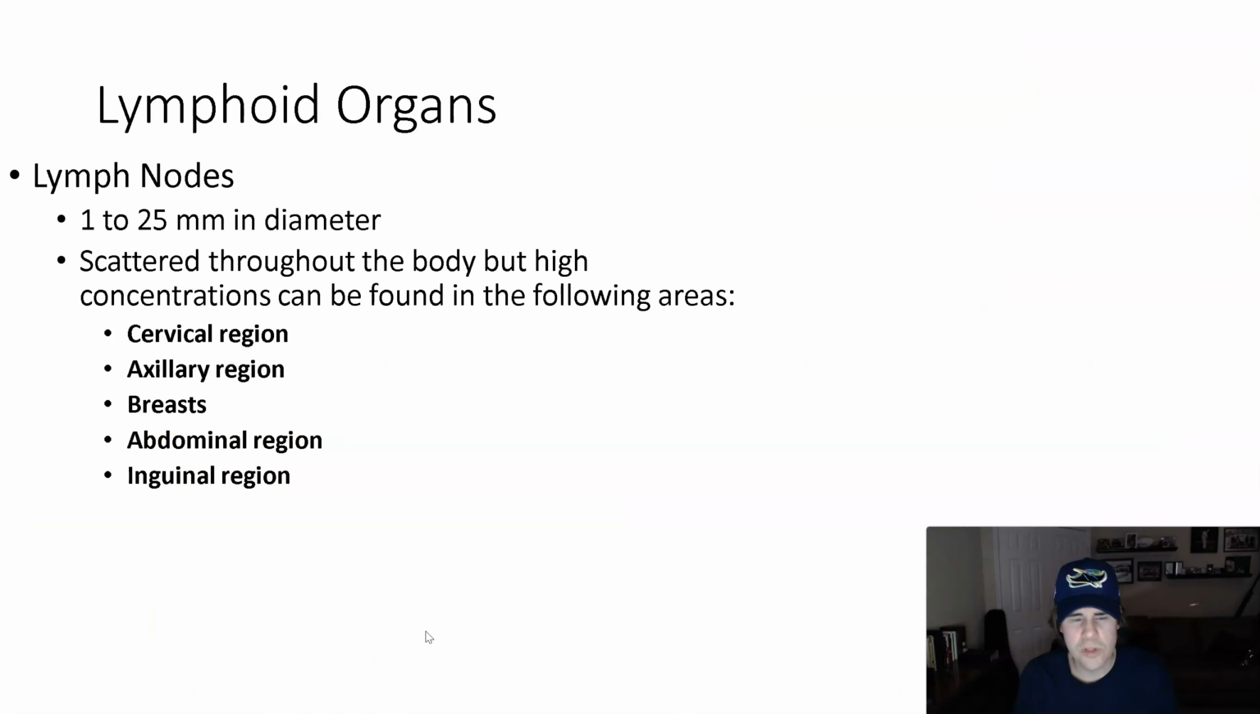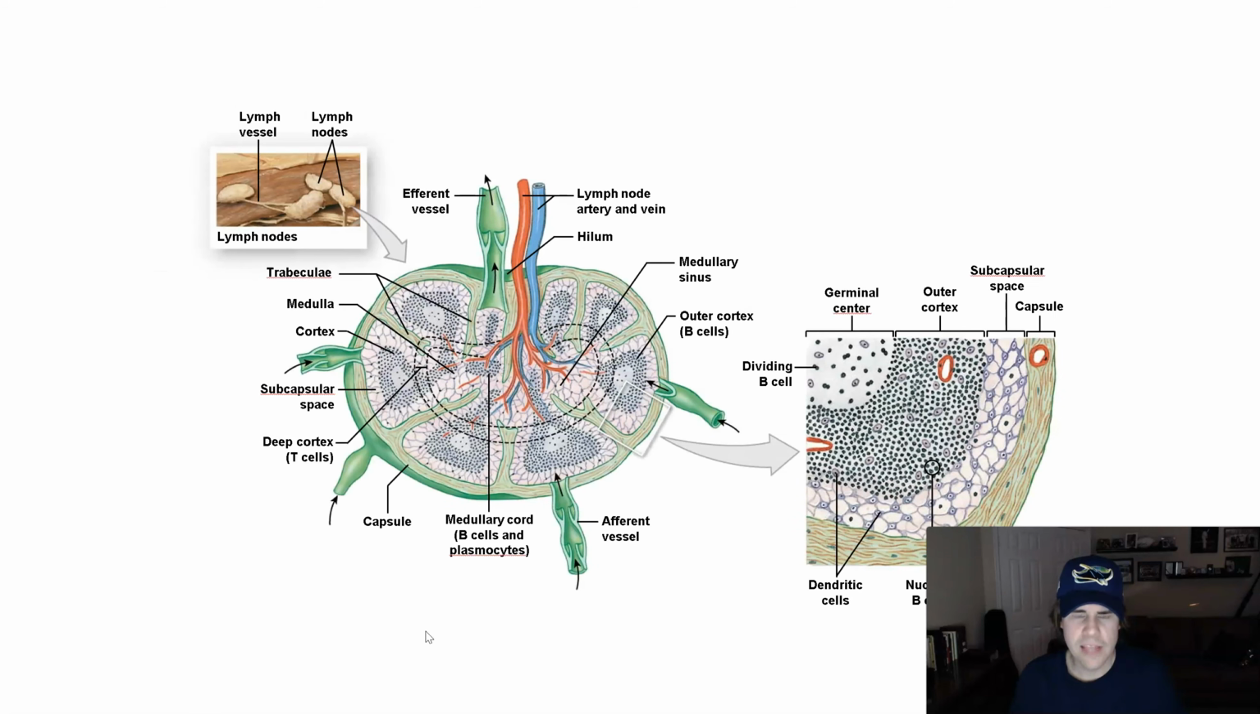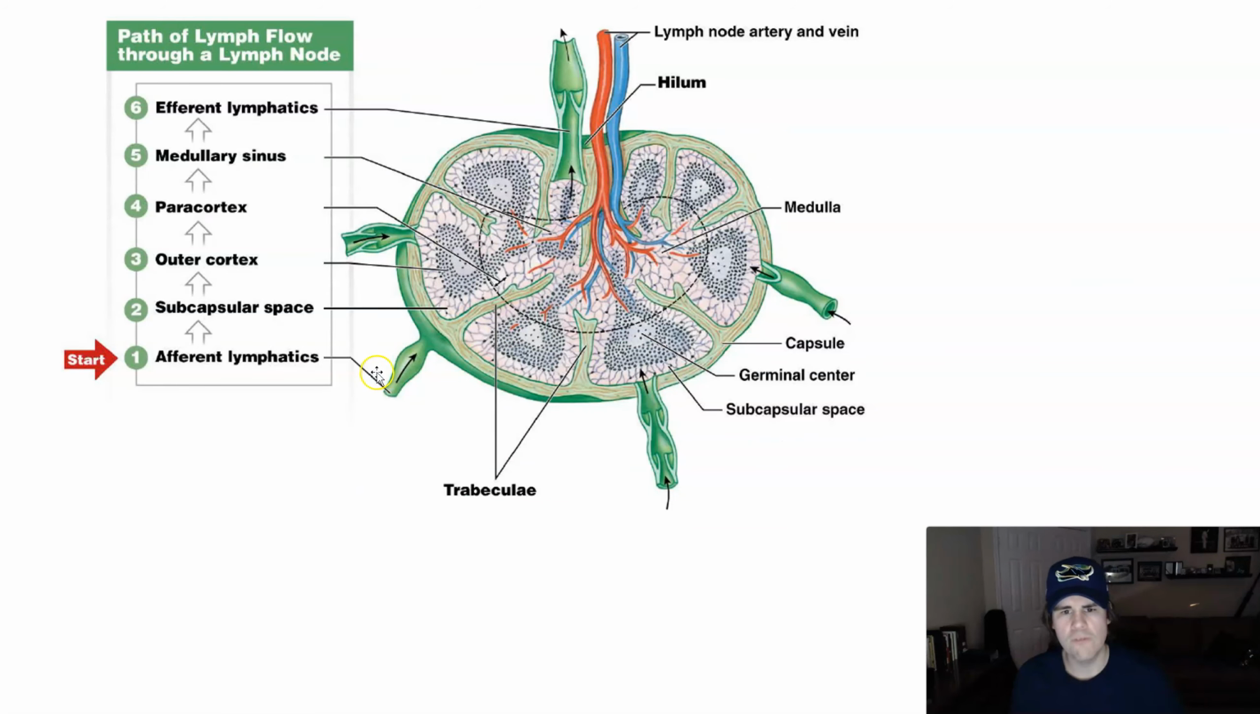So they're small, 1 to 25 millimeters, and they are scattered throughout the body, but there are high concentrations in certain areas: the cervical region, which is the neck, axillary, which is the armpit, breast, abdominal region, and inguinal region, which is the groin. Now, the lymph node actually has this general structure right here. You can see this is what they look like, and then this is one of them dissected, zoomed in. You don't have to know all this, but I would like for you to know the general flow of lymph through the system.